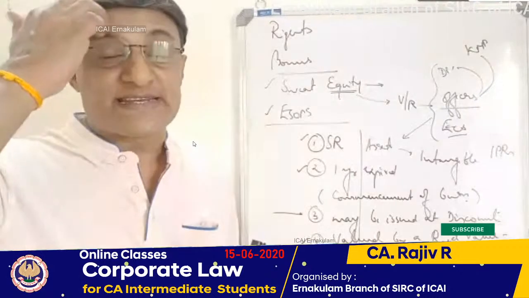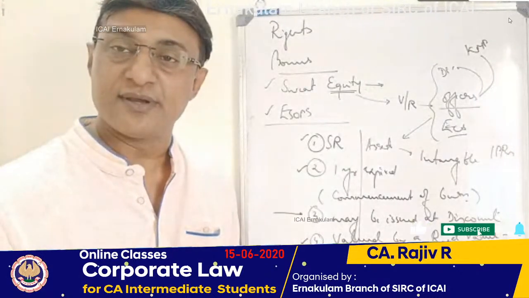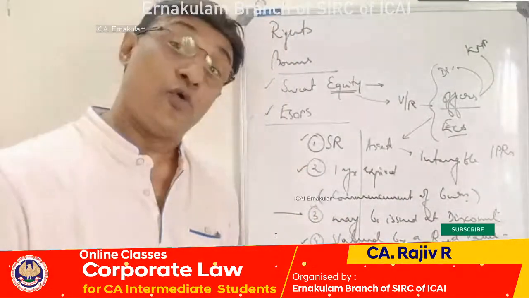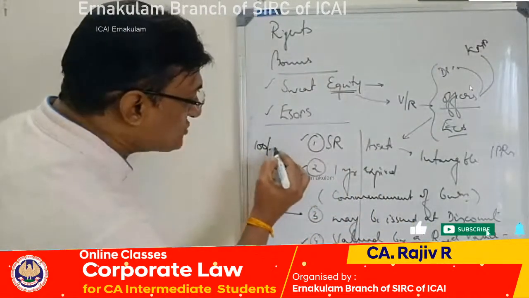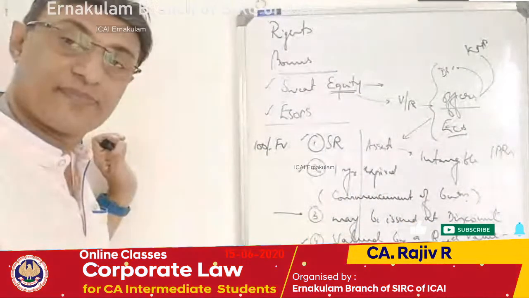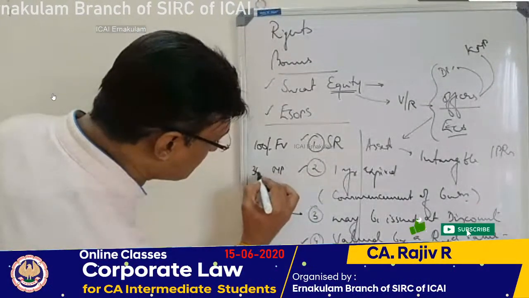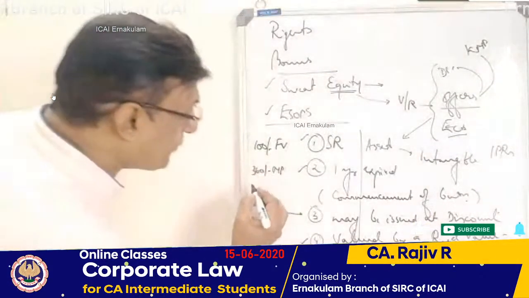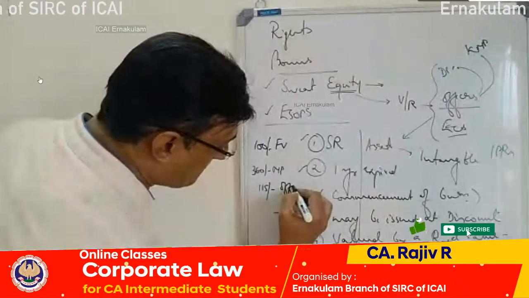So in order to get the copyright from the director, the companies are allowed to issue it at a discount. Going back to my old example, let us say shares of face value 100 having a market price of, let us say, 360. The company proposes to offer it for 115 rupees. This is the offer price.